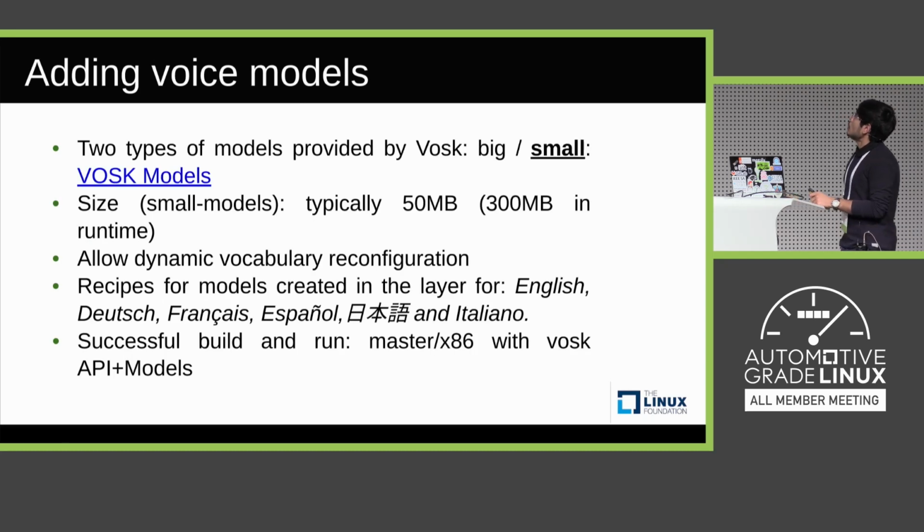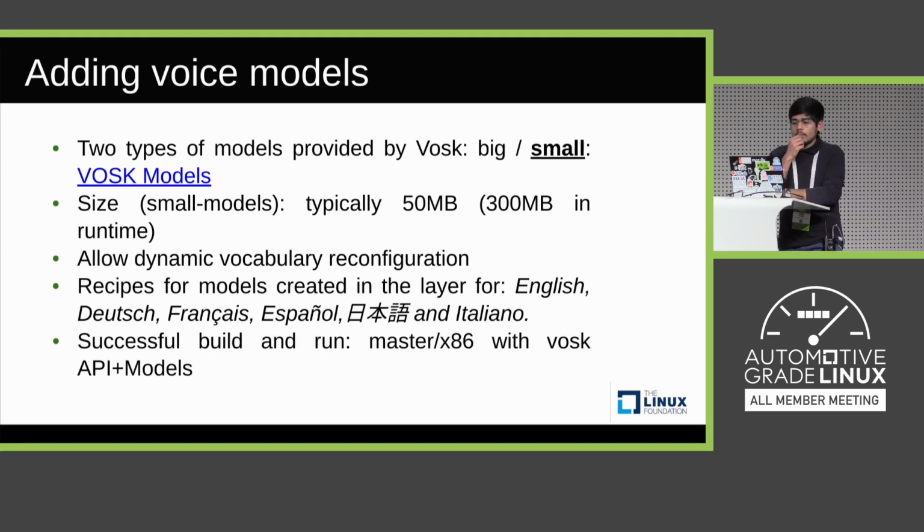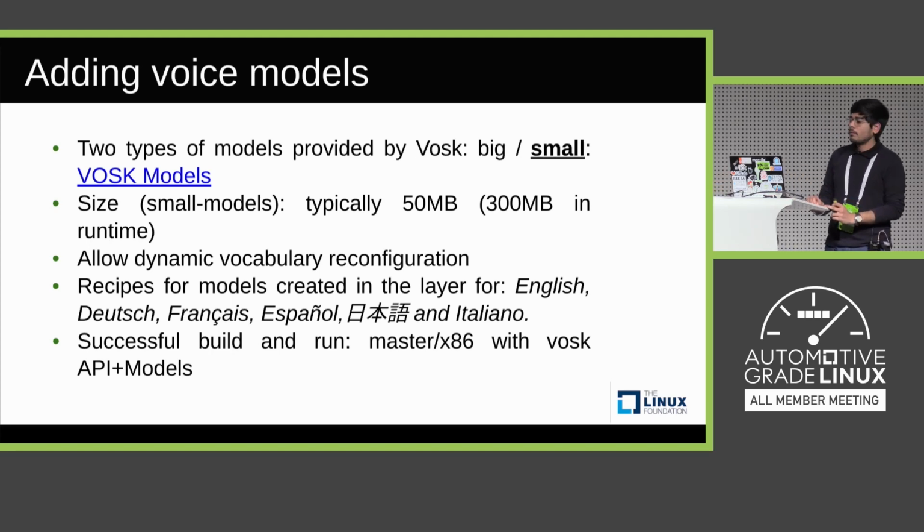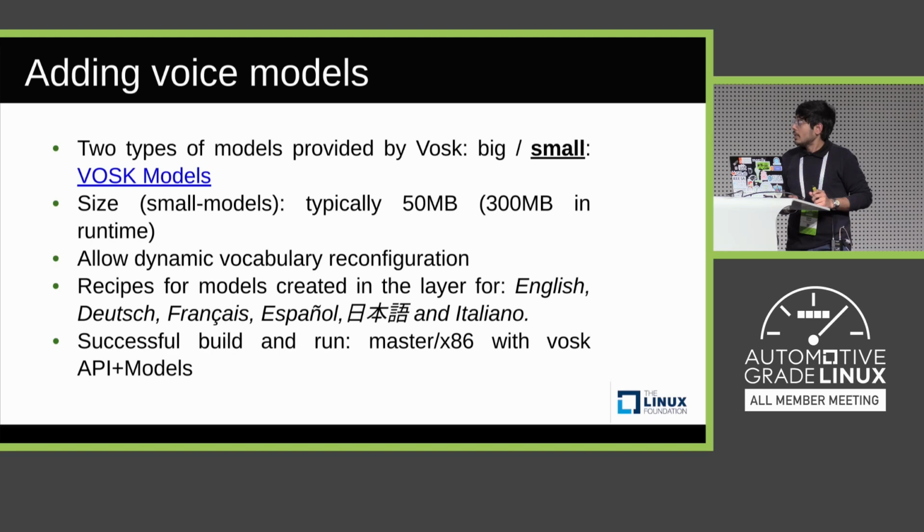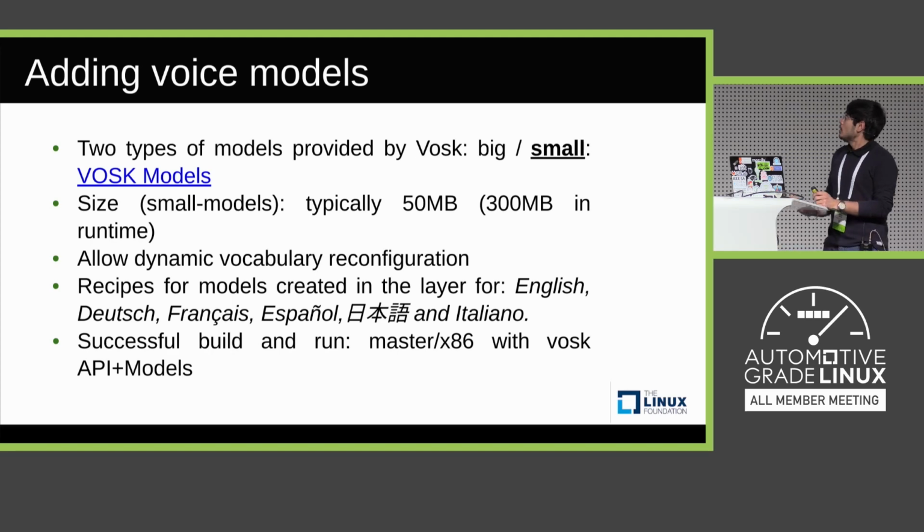And this is again very important, adding all the voice models. Vosk provides two types of models, big and small. The small models are typically 50 megabytes in size, and in runtime 300 megabytes typically. The models allow dynamic vocabulary reconfiguration, and we eventually created recipes for models in all these languages. And finally, we had a successful build and run for Vosk API and models.